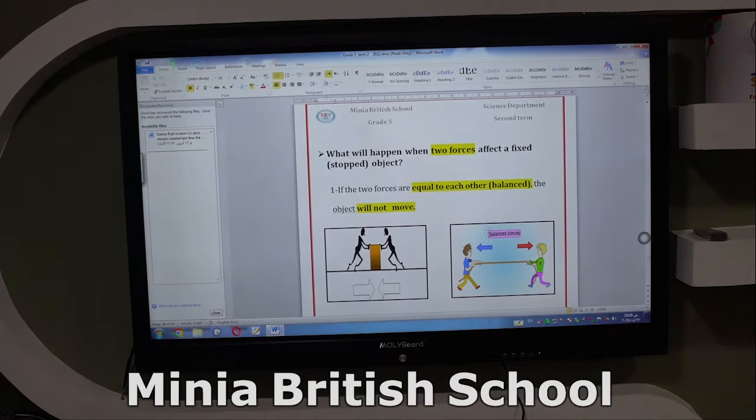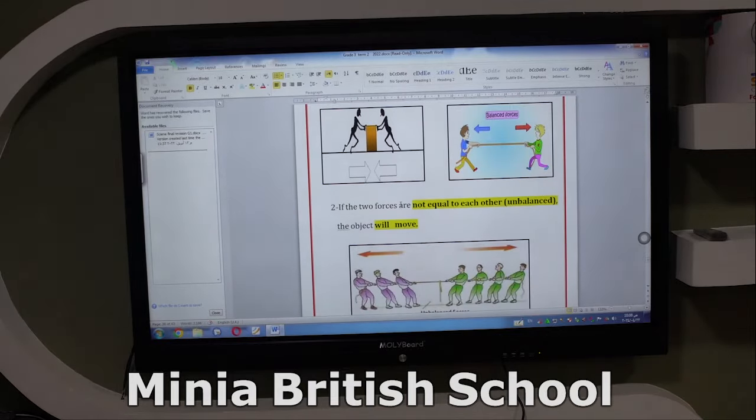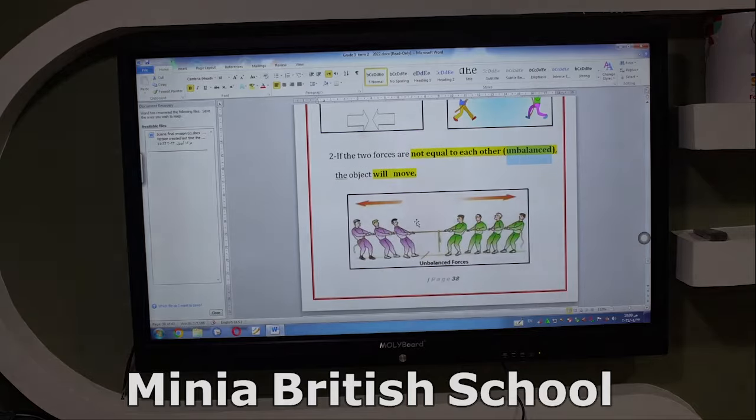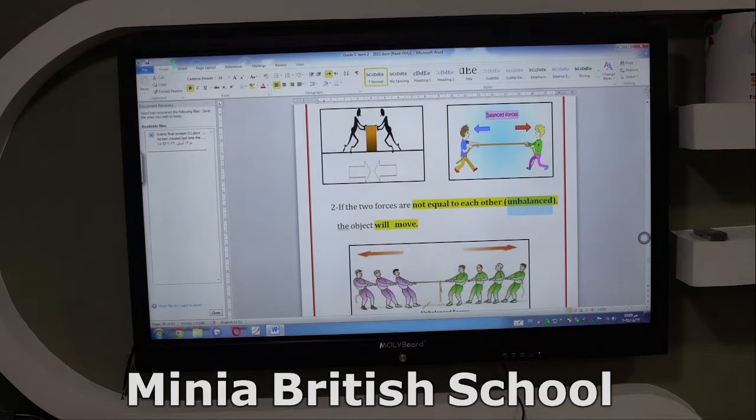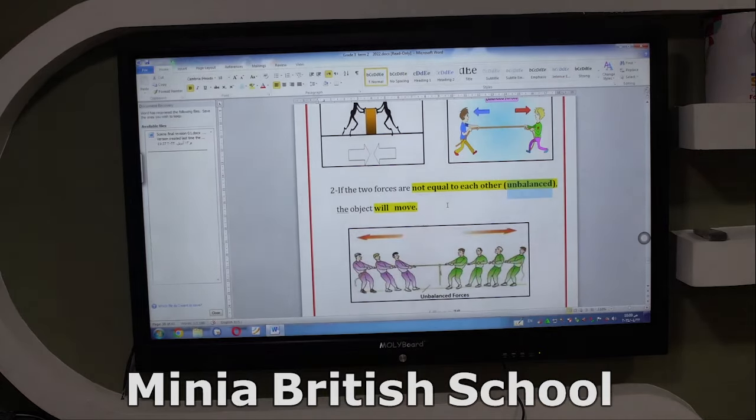What will happen if there is a force greater than the other? If the two forces are not equal, or unbalanced, what will happen? In this case, the object will move in the same direction of the stronger force. Don't forget, it will move in the same direction of the stronger force. And that's all about force and motion.